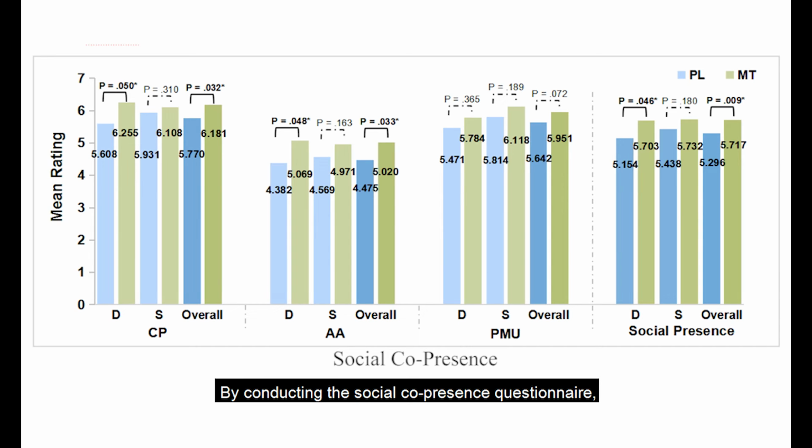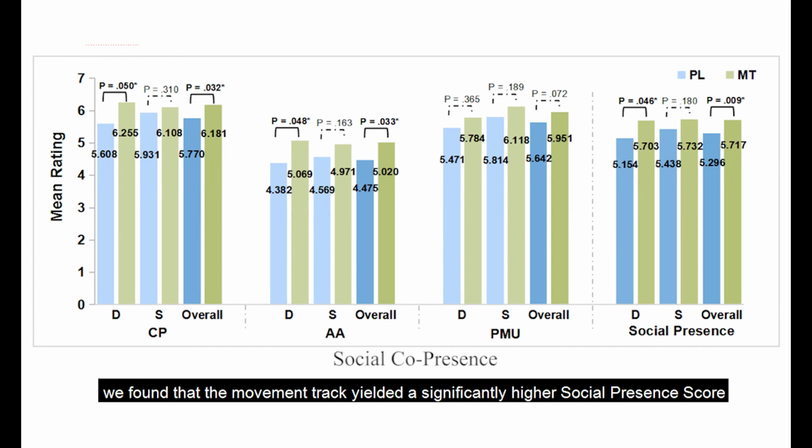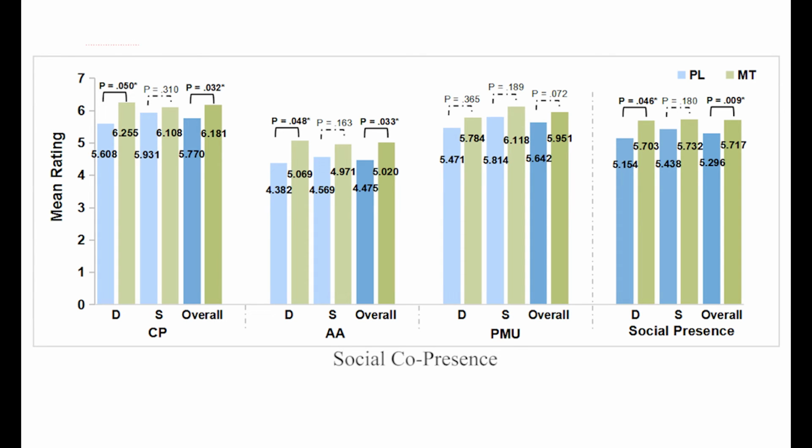Social co-presence. By conducting the social co-presence questionnaire, we found that the movement track yielded a significantly higher social presence score than the pointing line.